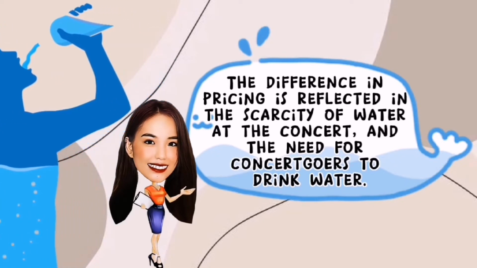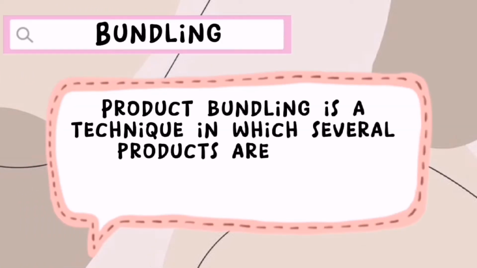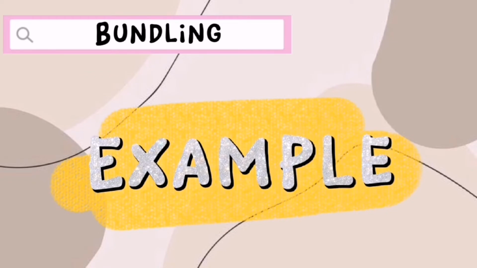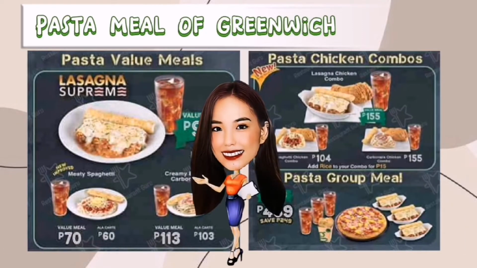Bundling. Product bundling is a technique in which several products are grouped together and sold as a single unit for one price. The common examples of product bundles are the combo meal of McDonald's and the pasta meals of Greenwich.